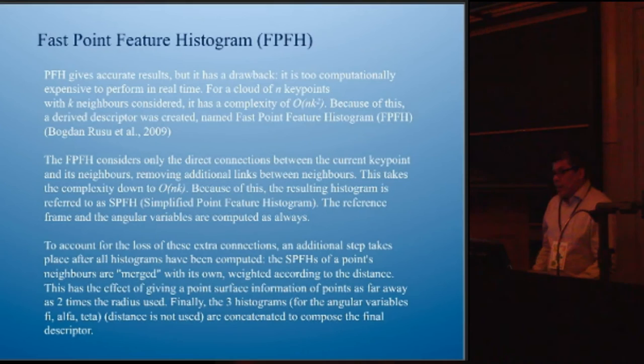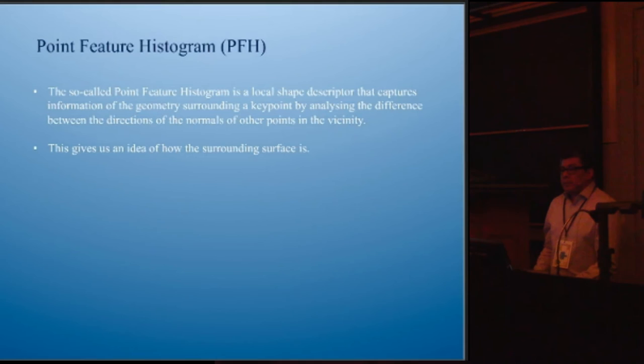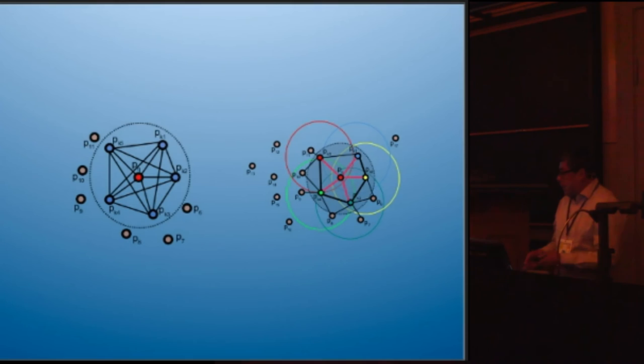We actually use a modified version of the original algorithm. This version is called fast point feature histogram because the original one is very hard to compute and it takes a lot of data that are not necessary. So we use another version. Basically, instead of taking all the neighbors and all the distances between the neighbors, we only select the direct neighbors of a particular point, and then we merge the local descriptor of this point and the local descriptors of its neighbors, and then we don't have to compute so many things. So the computation of the algorithm is much faster.